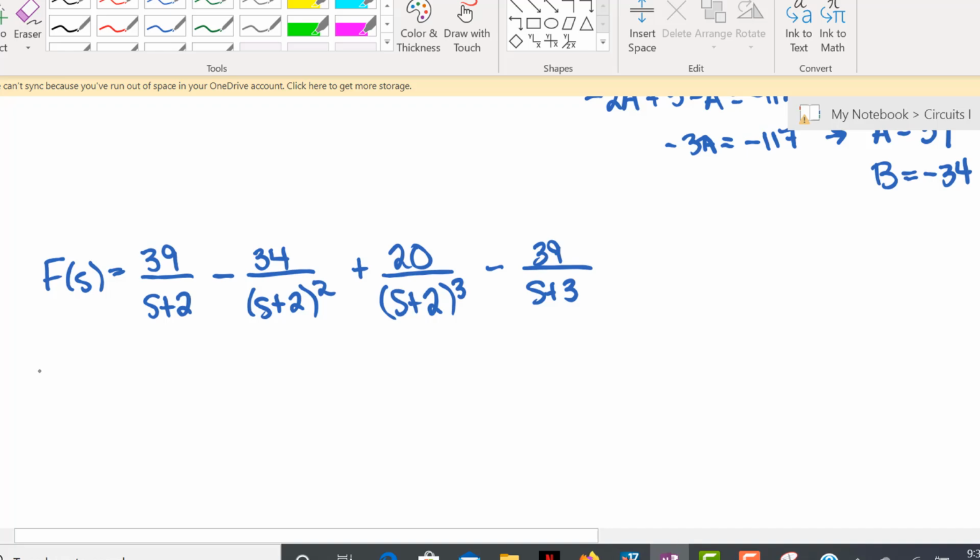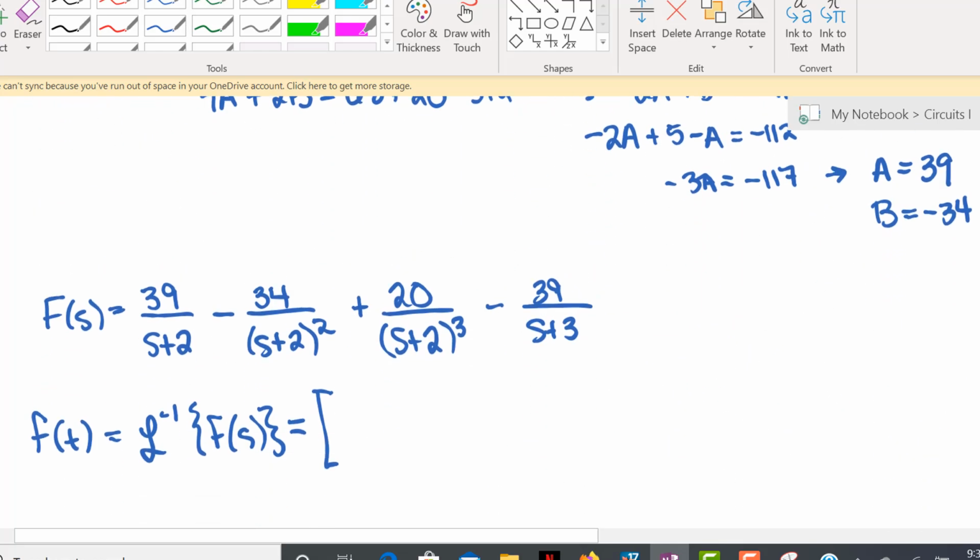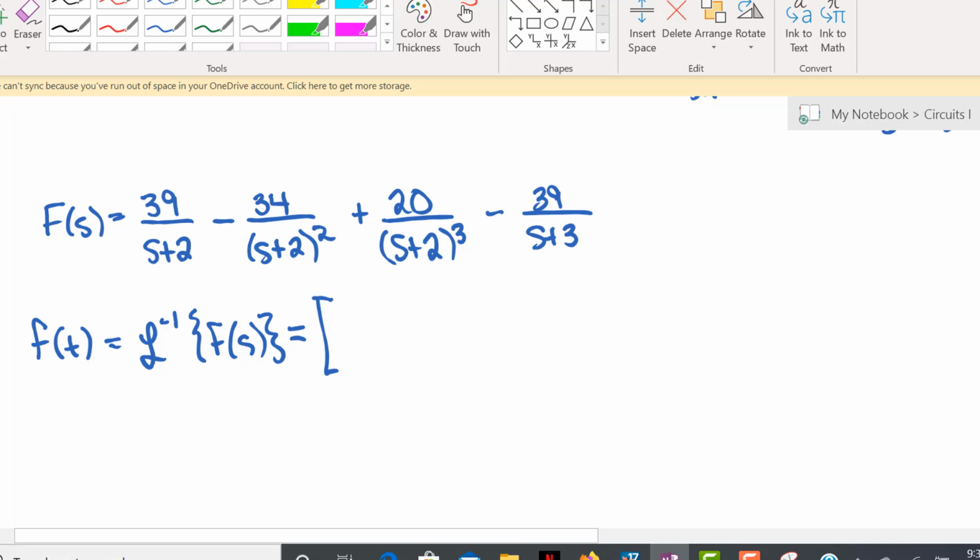Okay, and so going back to the time domain, f of t is just the inverse Laplace transform of f of s. And we can do it term by term. I'm going to put brackets here because I know I'm going to have the unit step function at the end. The 39 is a constant. You can pull out like in front of that fraction. And then 1 over s plus 2, its inverse Laplace transform is e to the negative 2t. And then minus 34.